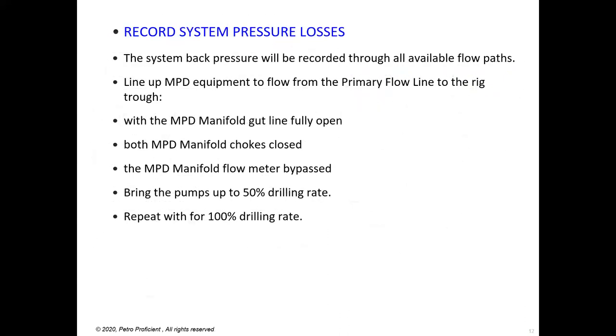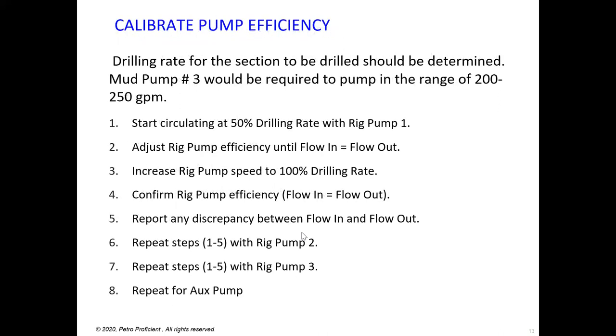various things. So you need to record system pressure losses when you're doing your fingerprinting. The system pressure will be recorded through all available flow paths, the line of MPD equipment, and the primary flow line, and then open the choke, close the choke, bring pumps to 50% rate, then repeat at 100%. Like this, you record system pressure loss. And then you calibrate the pump efficiency by following this process.